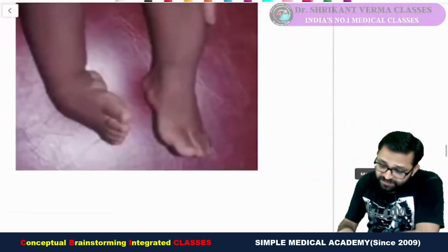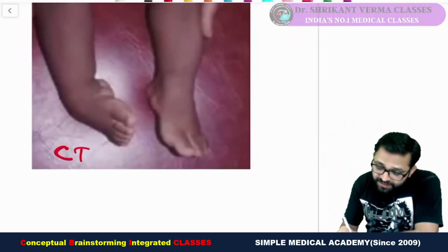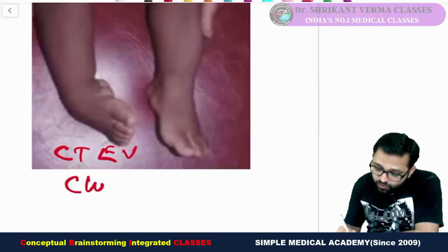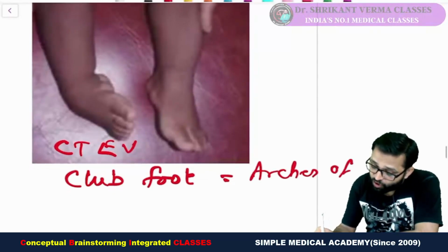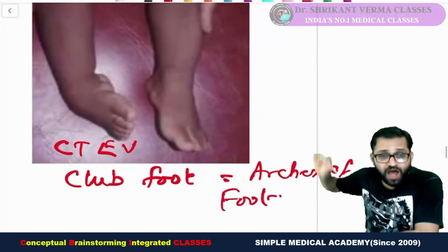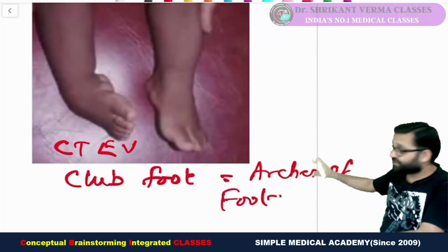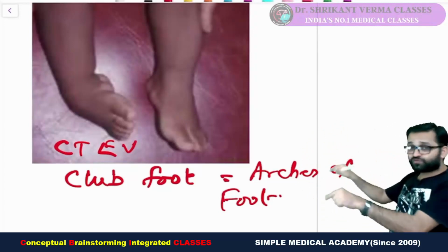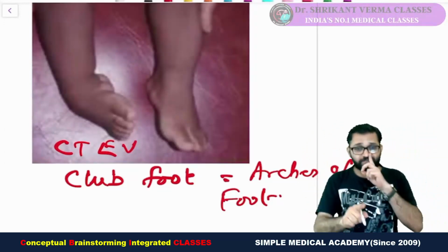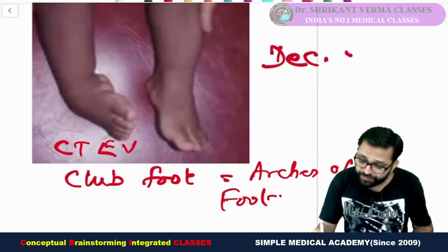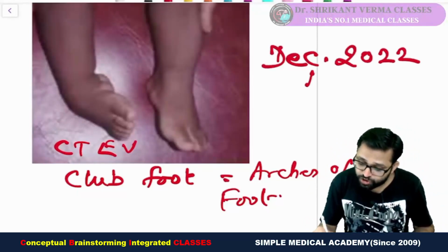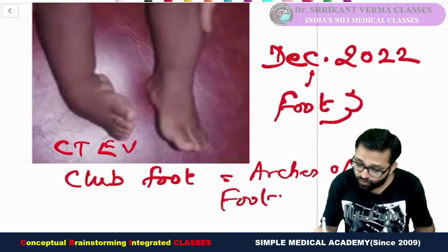You can see this is your CTEV, also known as club foot. It is directly based on our topic of the arches of the foot. So last year, 2021, the identification of the bone was asked, and this time the question was from the arches of the foot. So definitely get ready for December 2022, a question from the foot is going to be asked.